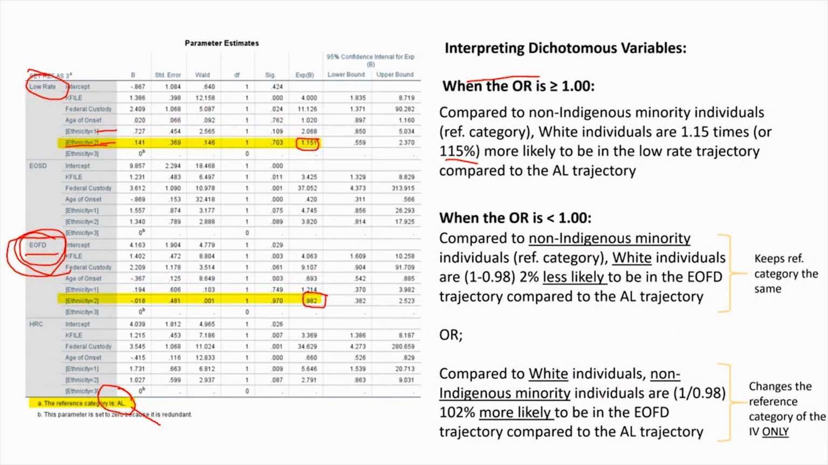For these dichotomous or categorical variables, we now change our reference category. So you can see here we've now changed white to become our reference category. So 2 equals white. It was our group of interest. Now it's our reference category. Compared to white individuals, non-Indigenous minority individuals are 1 divided by 0.98 equals 102% more likely to be in the EUFD trajectory compared to the AL trajectory. So we're always keeping our dependent variable, reference category, and group of interest the same. We're only changing the reference category for our independent variable.